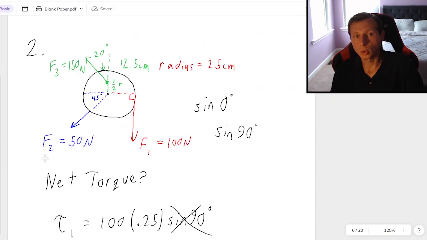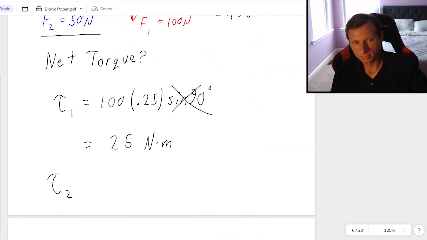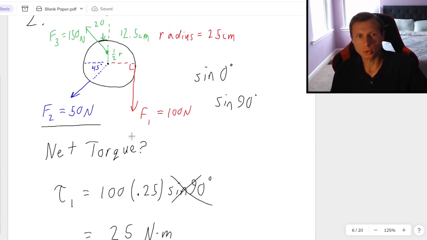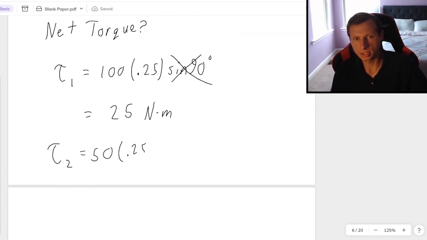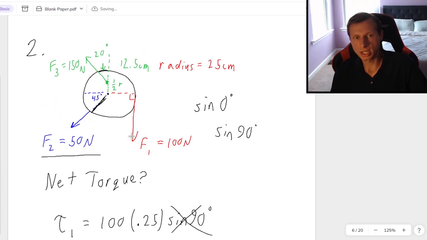Next up, we have torque 2 from the blue 50 Newton force. So for this one, the force is 50. The distance or radius, once again, is the full radius, so 25 centimeters or 0.25 meters. And then it looks like it's going to be the sine of 45, right? Or maybe the cosine 45. Or maybe I tried to trick you and this whole torque is actually just going to go to 0 because the angle is 0 or 180.